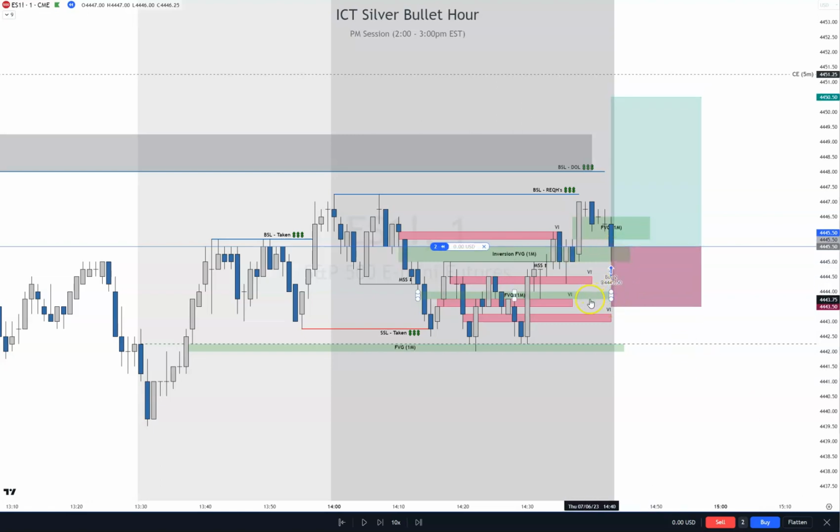My stop, I'd put it down here below this fair value gap, inversion fair value gap, below this volume imbalance, below this inversion fair value. I got multiple PD arrays, so it takes me out. Chances are we're just consolidating, bouncing in this range. But right now I'm taking this trade.